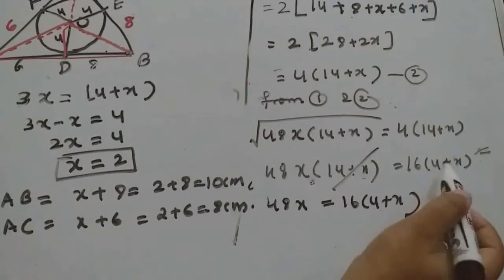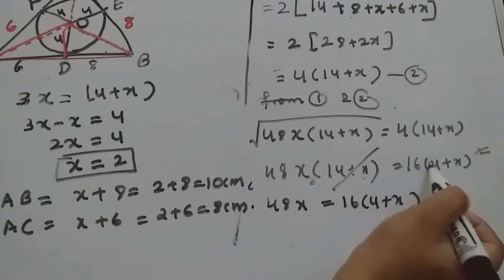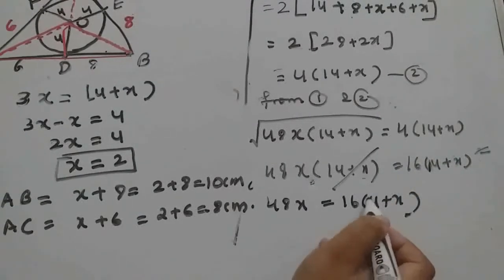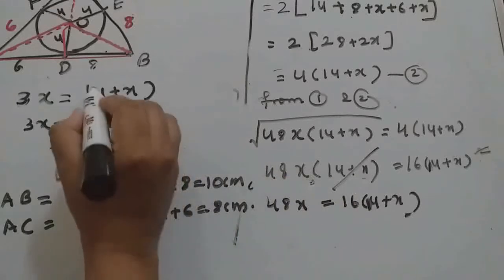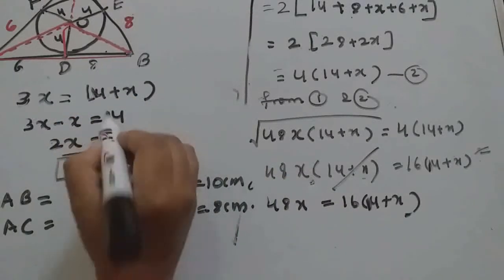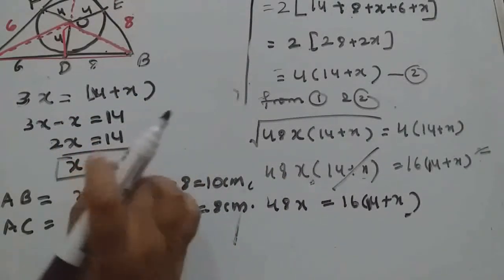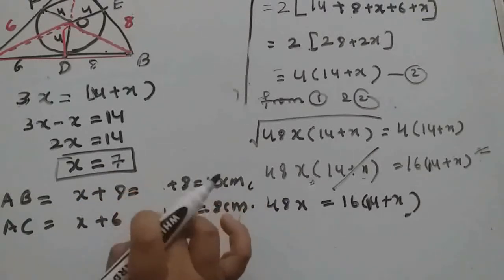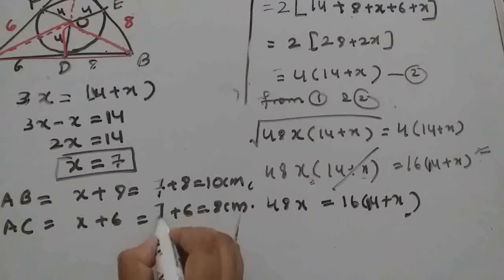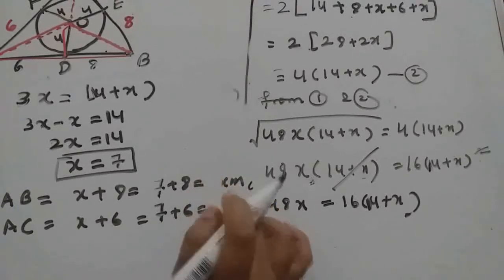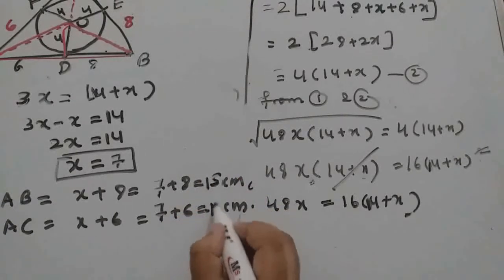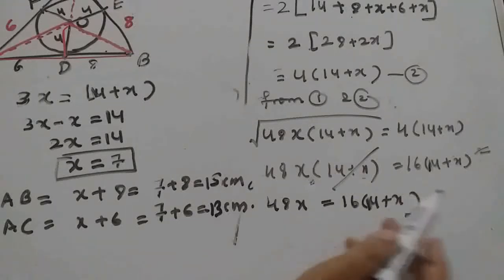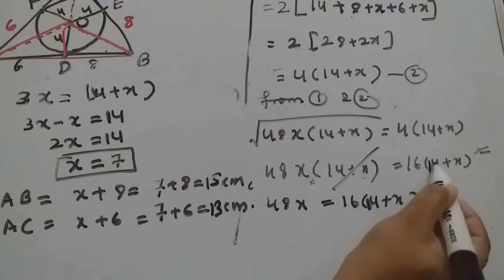Here I copied this. This is 14 plus x. Here 14 should come. Here also 14 should come. 14. Okay. So answer will be, x value will be 7, and then this will be 7 plus 8 and 7 plus 6, that is 15 and 13. So make a correction here. This is 14. I copied wrong.